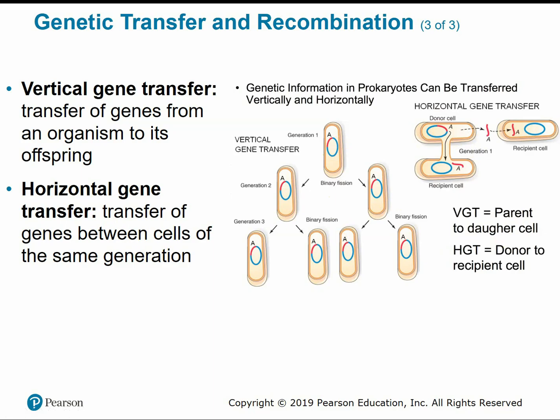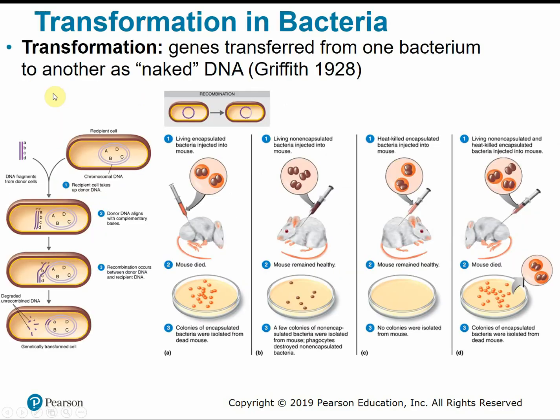Obviously horizontal gene transfer is much more rare than your standard vertical gene transfer. But there are a few ways that microbes can undergo horizontal gene transfer and recombination. One of those ways is transformation. In transformation, genes are transferred from one bacterium to another as essentially naked DNA in a solution.